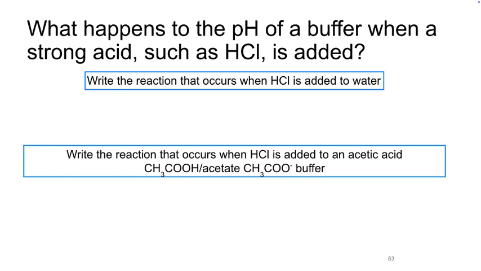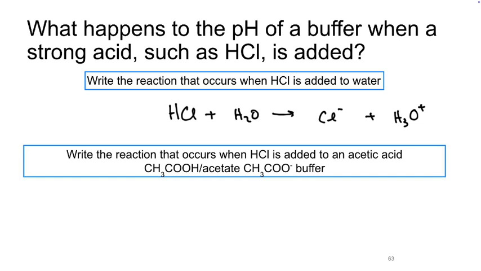So, what happens to the pH of a buffer when a strong acid such as HCl is added? If we were to write out the chemical reaction when HCl is added to water, what does our chemical reaction look like? There's some subtle things that we would go through. So number 1, we would have HCl plus water. What does this go through to produce? Chloride ion and H plus.